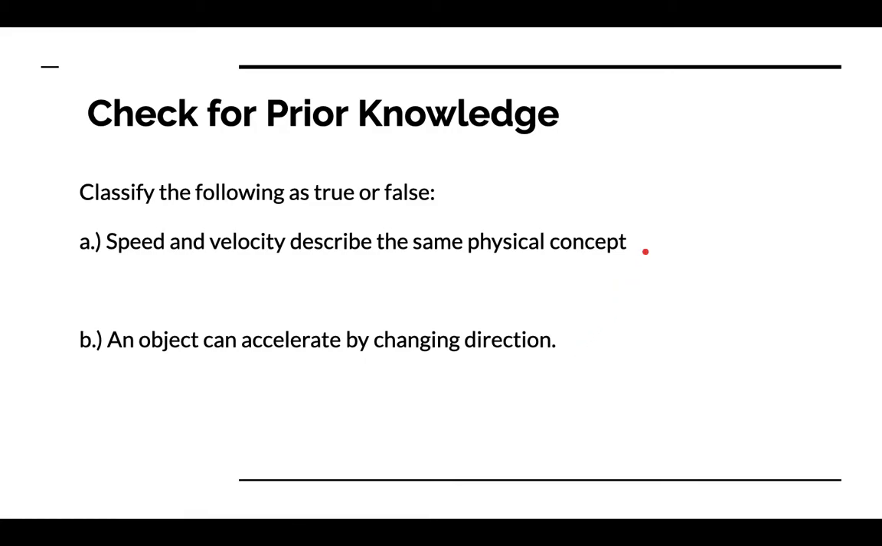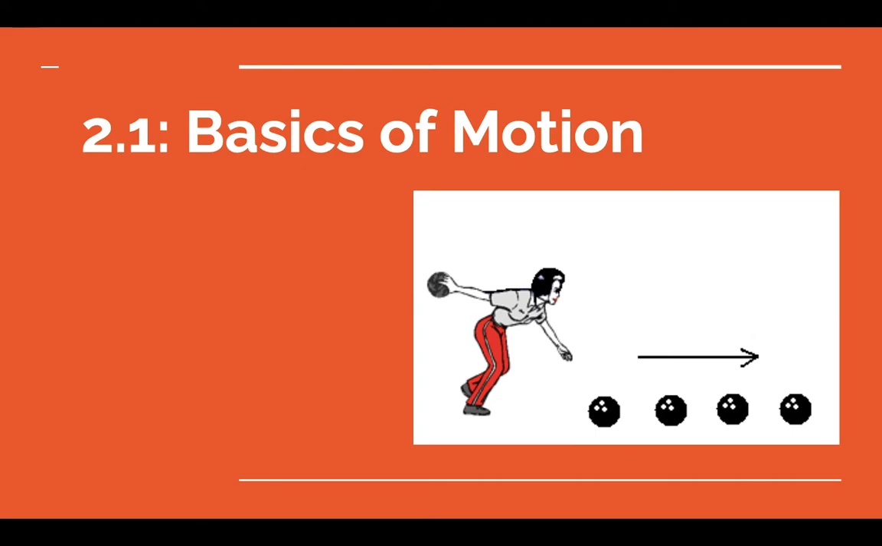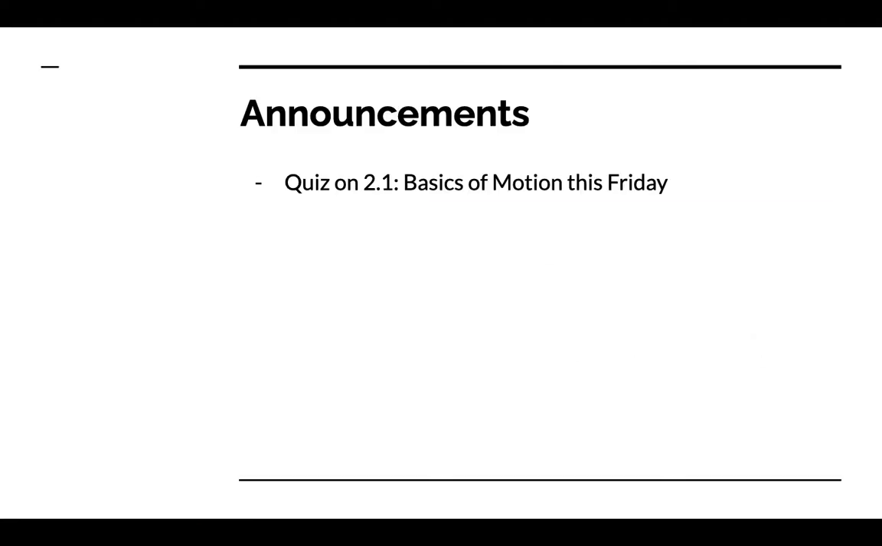So here's a check for prior knowledge if you want to do it at home. Alright, classify the following as true or false. A, speed and velocity describe the same physical concept. Or B, an object can accelerate by changing direction. Okay, true or false, if you so desire to do so at home. So again, we're looking at basics of motion today.